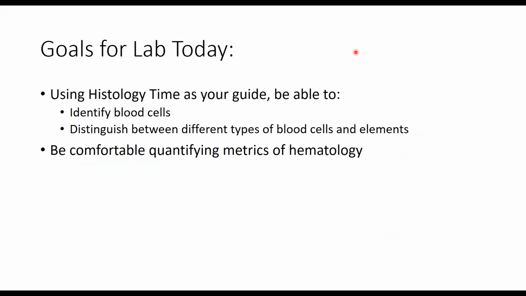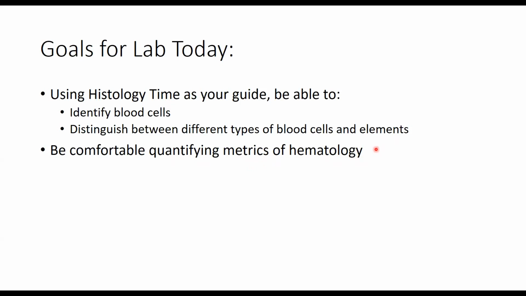Our goals for lab today are to use Histology Time, a program that we used earlier in the semester, as a guide to look through lots of different histological slides of blood cells and all of the different blood elements. In using Histology Time, it's important that when we leave lab today, we are comfortable identifying blood cells and distinguishing between different types of blood cells and different types of elements. Another important metric from today's lab is to make sure that we're comfortable quantifying metrics of hematology. These can have really important clinical and research implications.